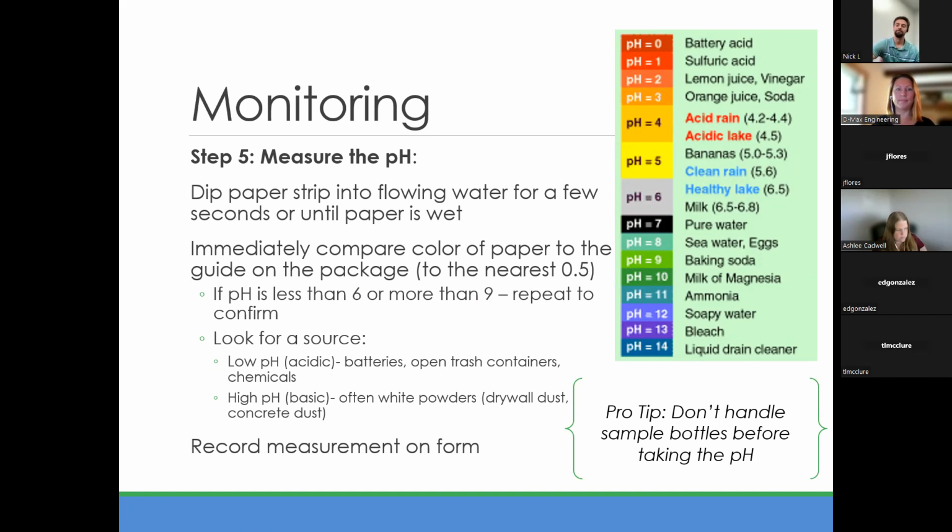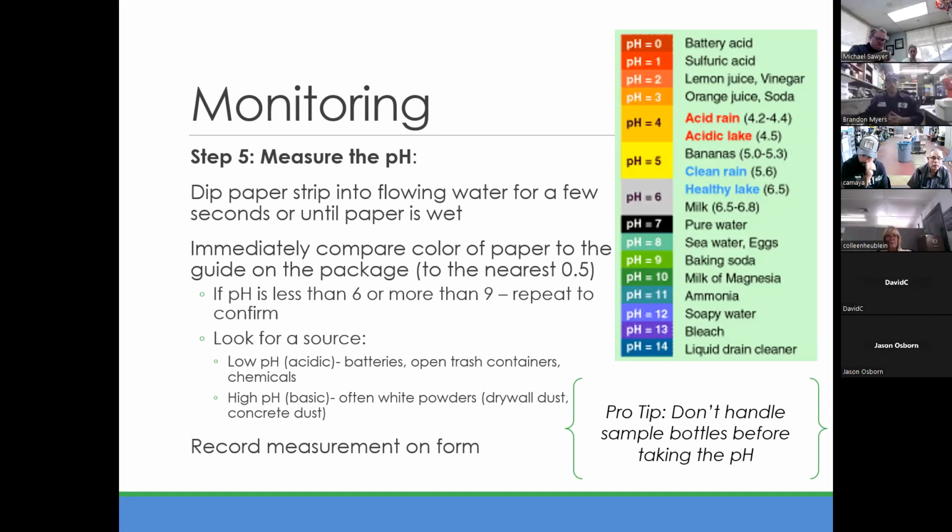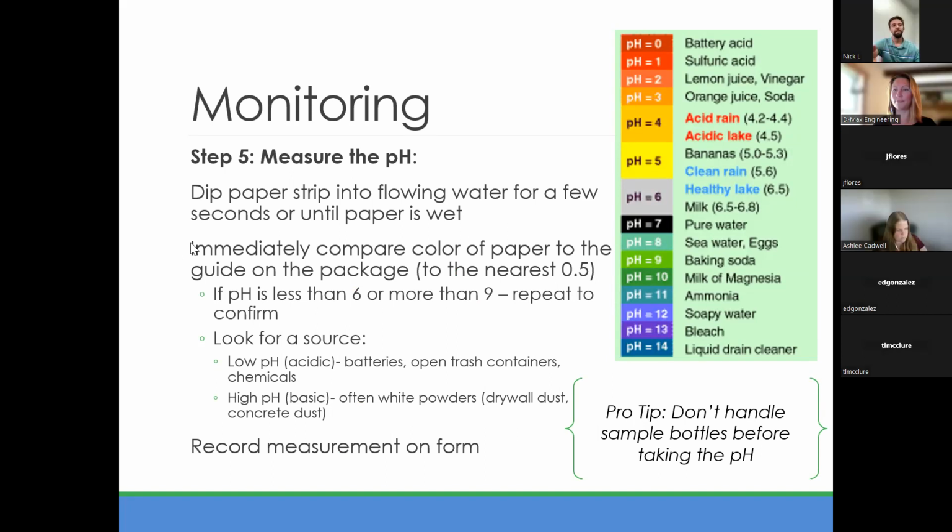pH paper is obviously a visual thing, right? So there's potentially a little bit of bias one way or another. What this is saying here is that the action levels set in the permit are 6 and 9, right? So if you are taking your pH strip, you should immediately compare it to the colored sheet that is provided with it. If you get a result that is less than 6 or more than 9, definitely repeat the pH test to confirm the result. We want to feel confident in the data that we're submitting, right? If you get one result and it's a little bit weird, it's fine to take others and get a confirmation on that.